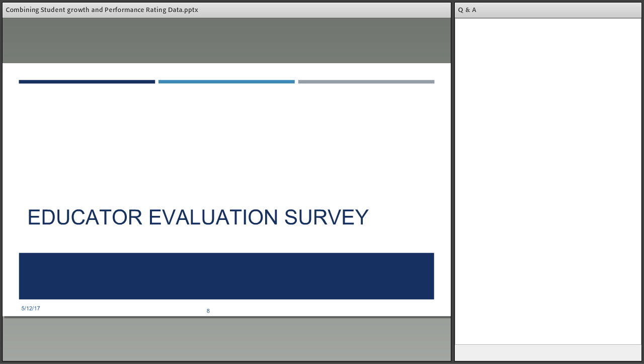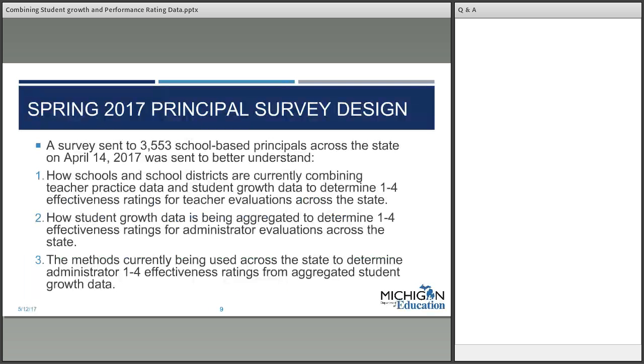The Michigan Department of Education, Office of Educator Talent, sent out a survey on April 14th to 3,553 school-based principals and assistant principals across the state. The purpose of the survey was to better understand how schools and school districts are currently combining teacher practice and student growth data to determine effectiveness ratings for teacher evaluations across the state. We also wanted to know how student growth data is being aggregated to determine effectiveness ratings for administrator evaluations across the state. And finally, we wanted to know the methods currently being used across the state to determine administrator effectiveness ratings from aggregated student growth data.